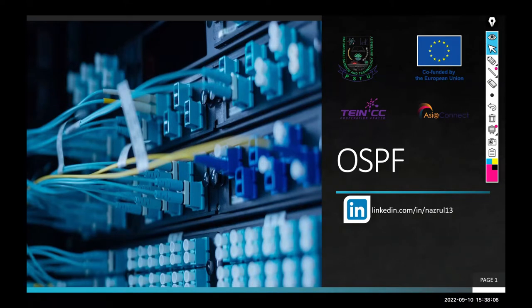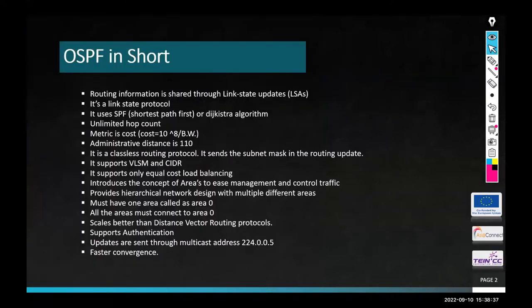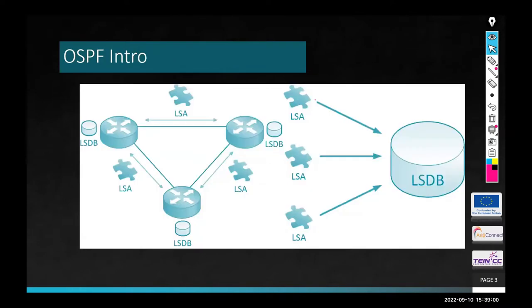On the downside, if you have everything in your database, then when you search for a destination, more CPU is required when your database is bigger, right? I will discuss all these things one by one. So this is OSPF in short. As we know, OSPF uses link state advertisements, in short called LSA. I'll discuss it more later, but for the time being just remember the term LSA. LSA is used for neighborship and other things.